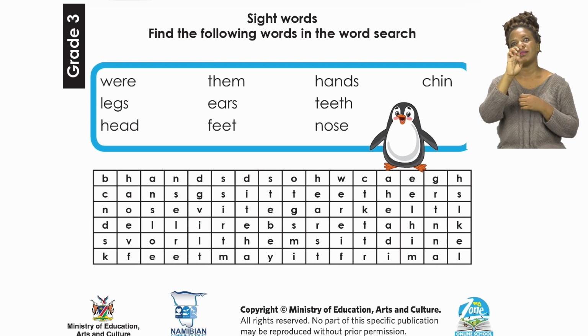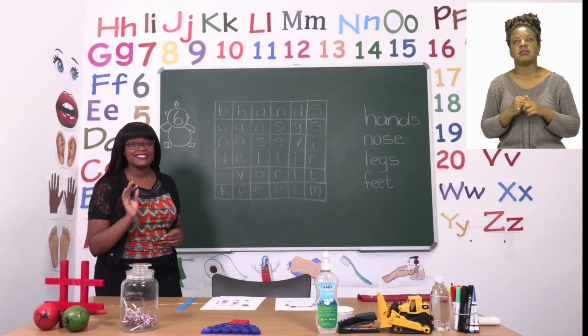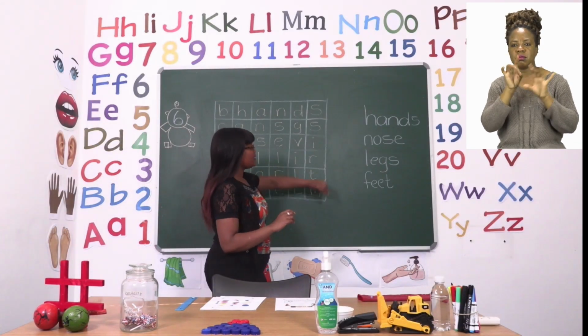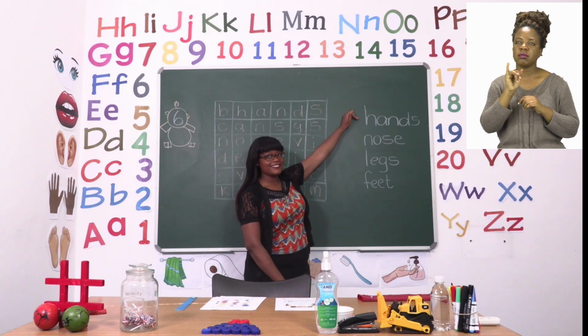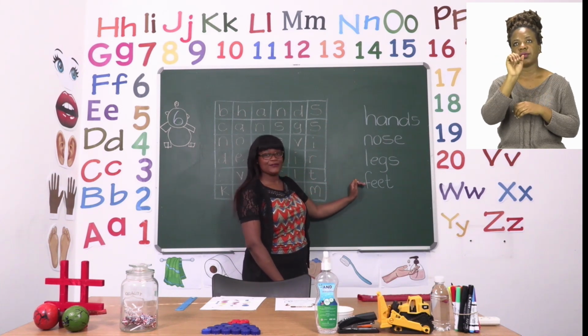Now all of our sight words I'm sure we have used before, and it is our job to look for them in the word search. Be careful on how you're going to be looking for your words and make sure you take your time for each. Let's do some together. Let's take a look at the board. Now I have chosen some sight words for you to do. We're going to do hands together, nose, legs, and feet.